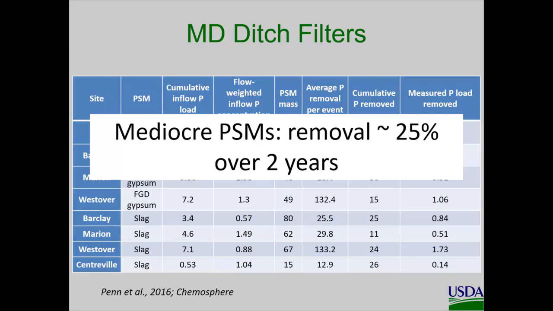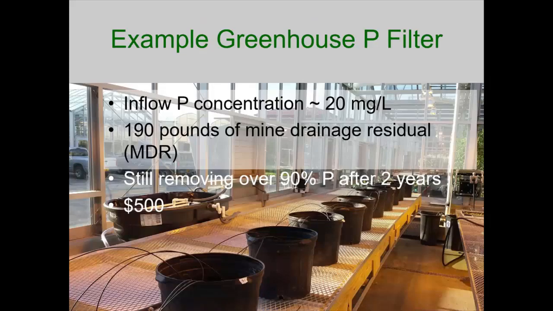Highly sieved slag and also FGD gypsum. They're not that great, so we ended up with about 25% cumulative removal over 2 years. That was about typical performance for these. We can use better materials and do a lot better than that.